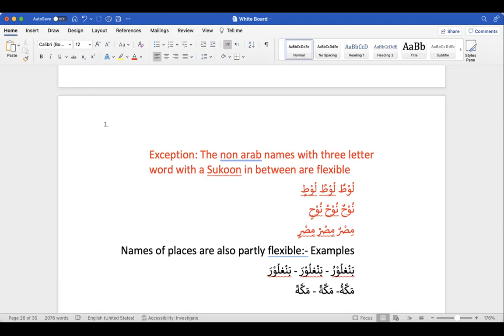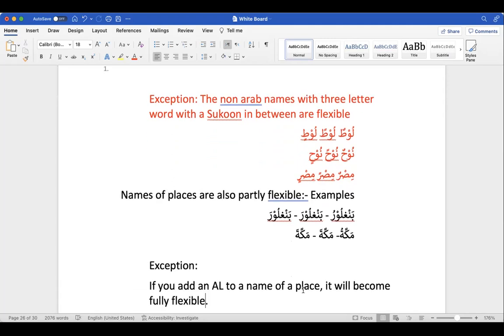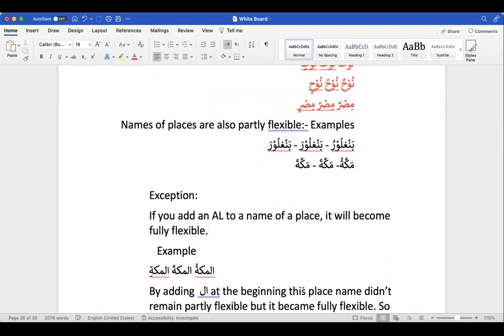So you can have Makkah to Makkata, Makkata. So in Majrur also. But there is one exception. If you put al on the place name, then it can become fully flexible. Then it can have all the harkats, O, A, E. So if you take, for example, Bengaluru, if you put al on it, then it becomes fully flexible. So it can become al Bangaluru, al Bangalora, al Bangalori, al Makkatu, al Makkata, al Makkati. But if the name is without al, then it is partly flexible.